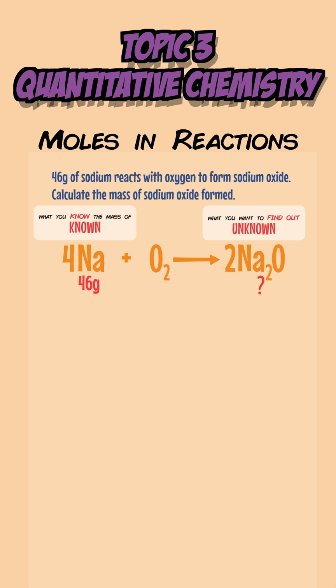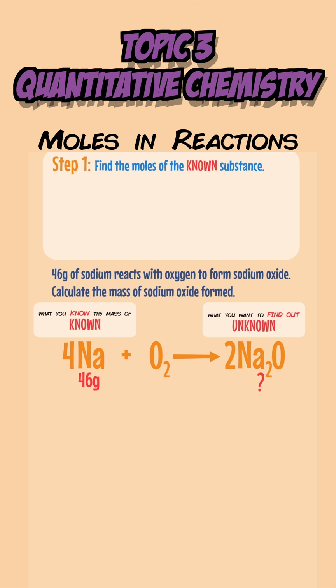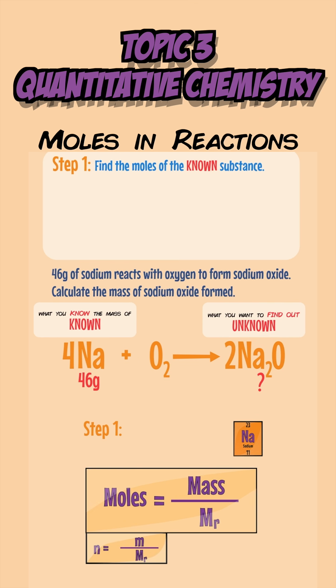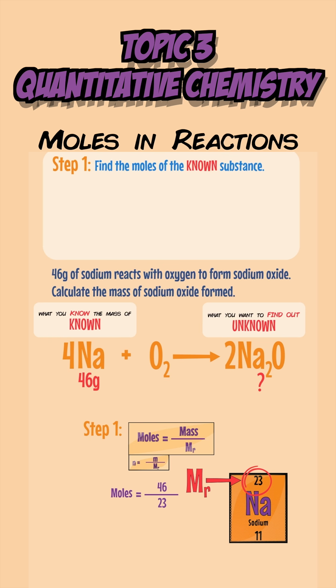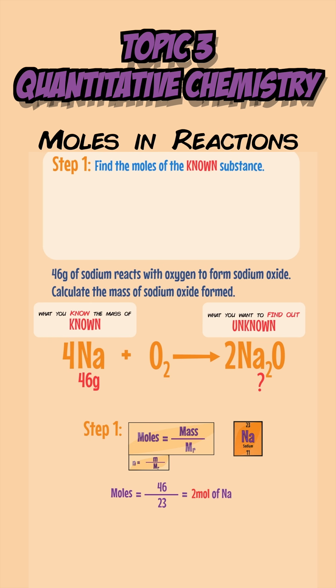The next thing to do is to find the moles of the known substance. You can do this by using the formula and dividing the mass by the MR of the known substance. So here we would do 46 divided by the MR of sodium, which is 23. This tells us that there are 2 moles of sodium involved.